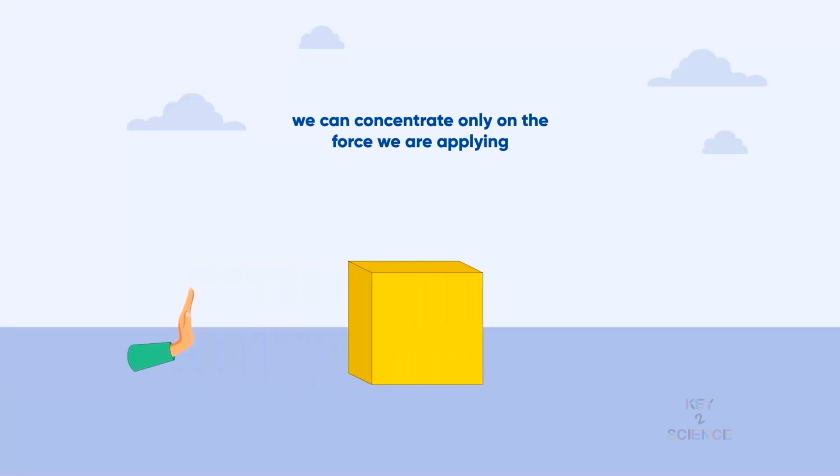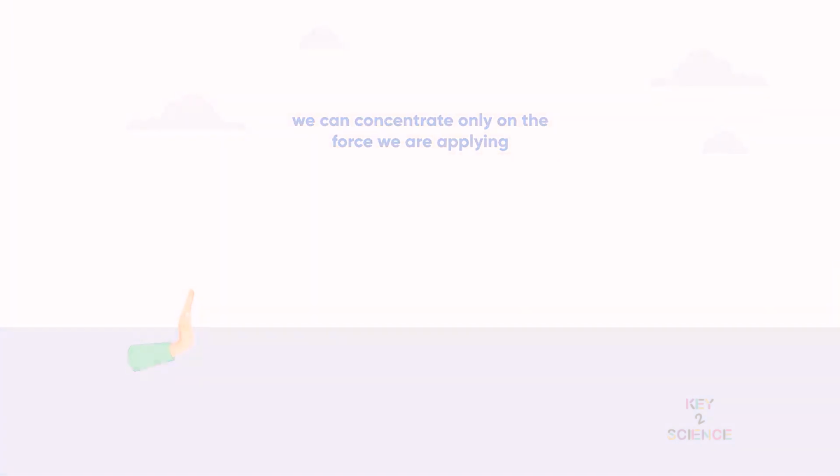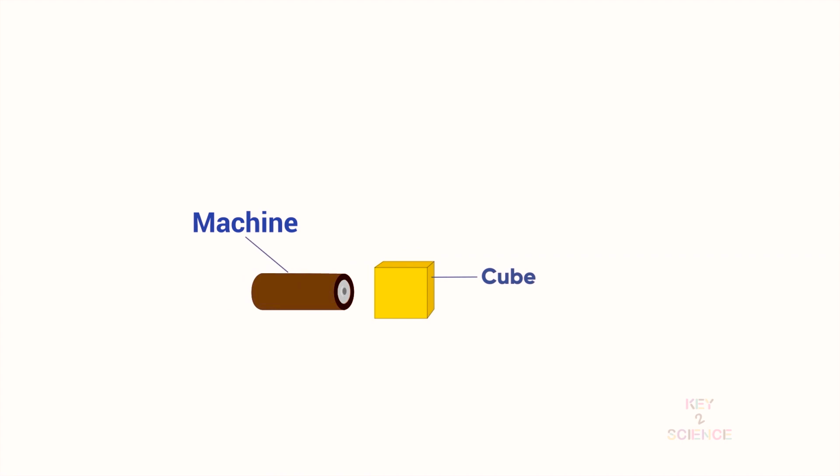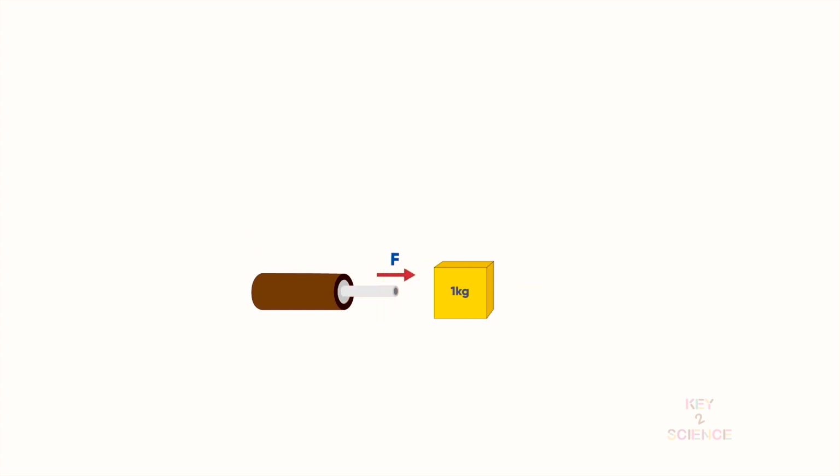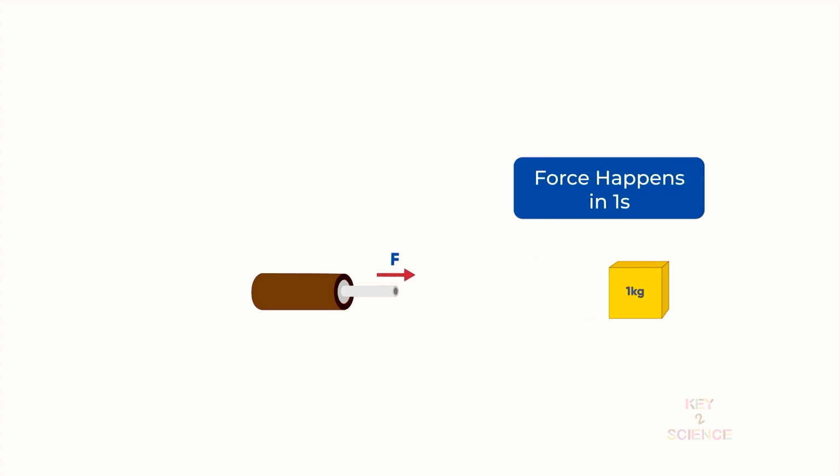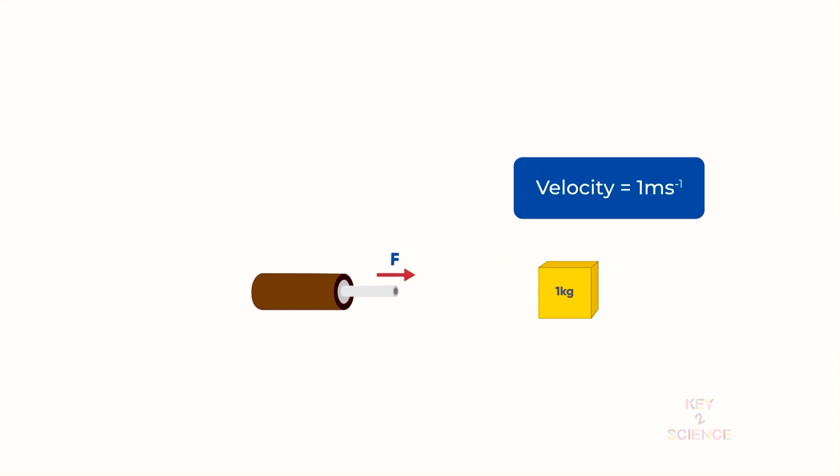We know that force can change the state of motion of an object. Let's consider the 1 kilogram object is at rest. Now we apply a force on the block with a machine. Let's assume the force application is instantaneous and happens for 1 second. The force, for this time, acts through the center of mass. After the force is applied, the object starts moving with a velocity of 1 meter per second in the direction of the force applied. After this 1 second, the object will be running 1 meter in every 1 second.